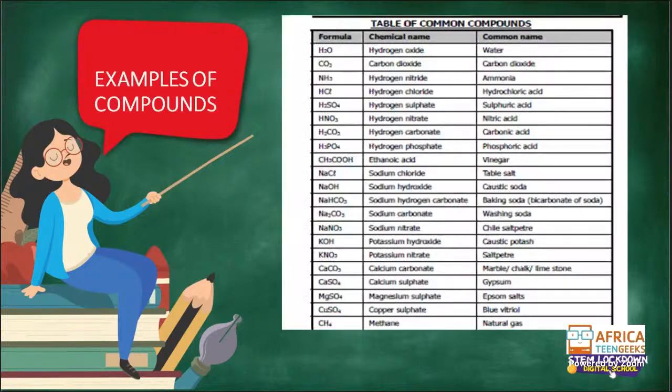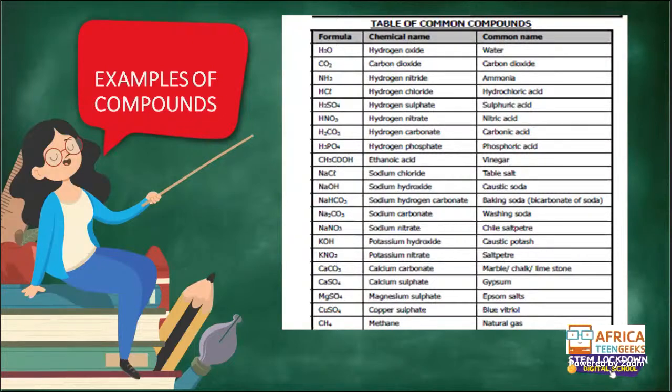I have a table here, a table of common compounds. So these are examples of what? Compounds. So what we need to know is that we should be able to define a compound. We should be able to give examples of compounds. So I repeat again, a compound is the combination of two or more substances that are chemically combined.